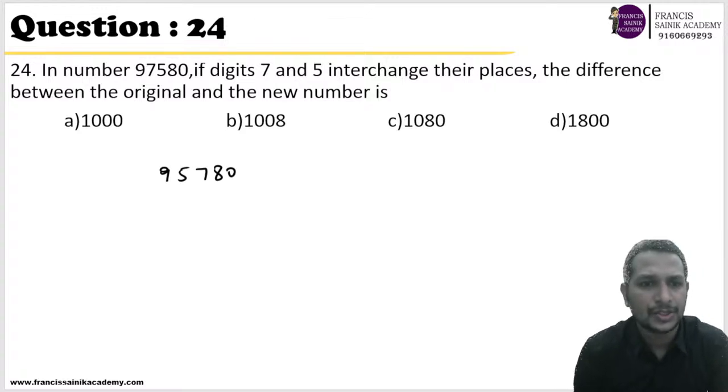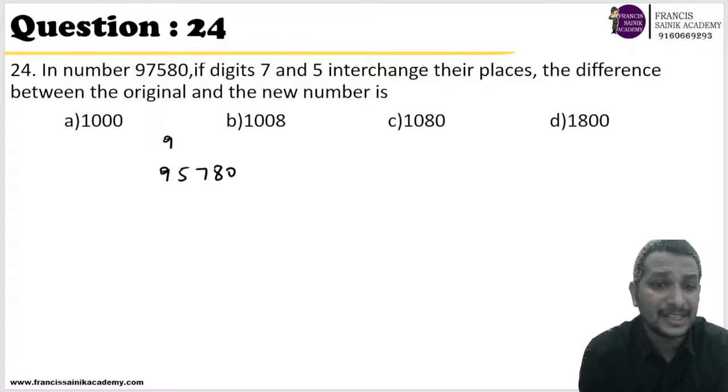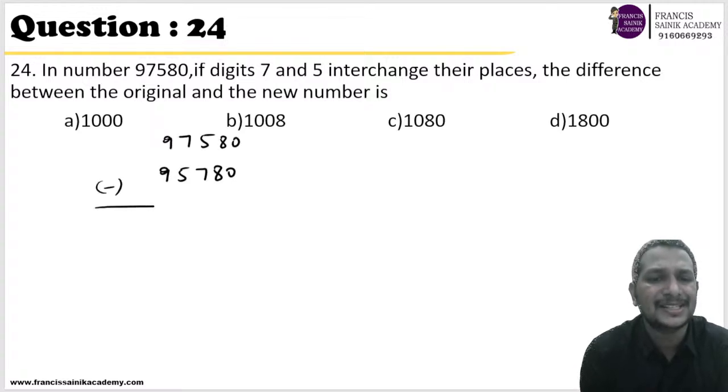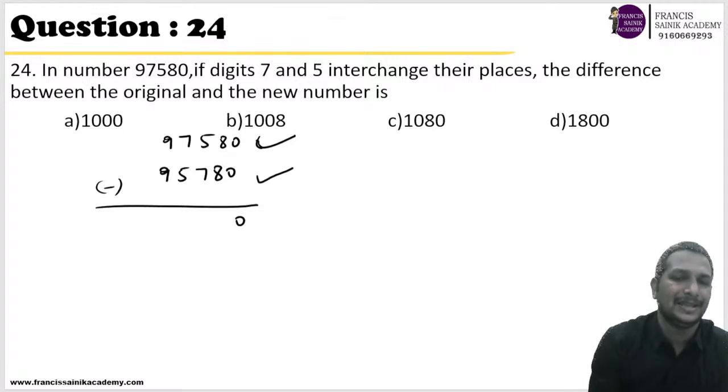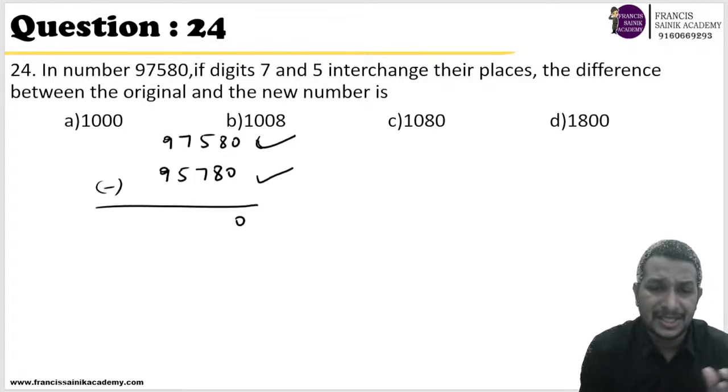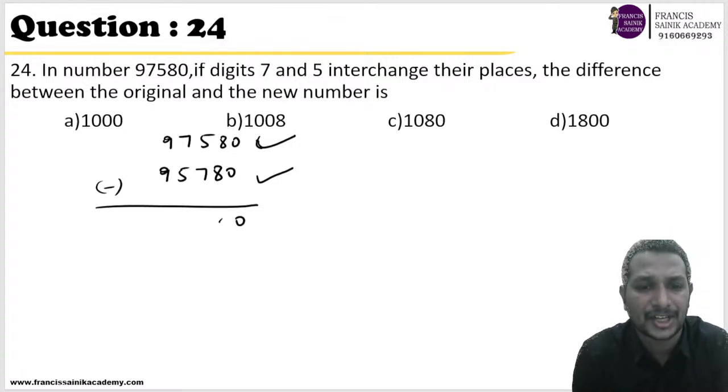Okay, the difference between the original number and the new number. The original number is greater, right? Take the difference, subtraction. Okay, this is our original number. After interchange, we got the number like this. Interchange means just exchanging their places. Okay, now we'll do the subtraction. Take a borrow, 15 minus 7 becomes 8.